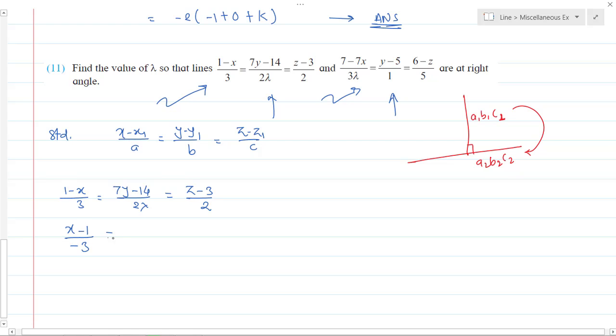Okay, it is equals to, now I want to remove this 7. How do you remove this 7? Just divide both the numerator and denominator by 7. So 7y by 7 becomes y, minus 14 by 7 becomes 2, divided by 2 lambda by 7. That's it. Next, this is already in standard form, so do nothing to it: (z minus 3)/2. This is our first standard equation.